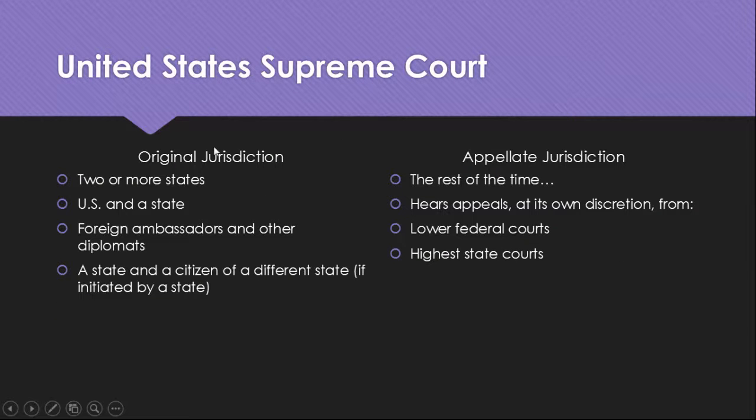And again, these are the only ways in which new facts or testimony is heard at the Supreme Court level. That is, the Supreme Court only has original jurisdiction if it is between 2 or more states, between the United States and a state, between a foreign ambassador and a diplomat, or if it's between a state and a citizen of a different state. So the state of Texas versus a citizen of Illinois or something, and it is initiated by the state. So if the state is suing a person. They have appellate jurisdiction over everything else.